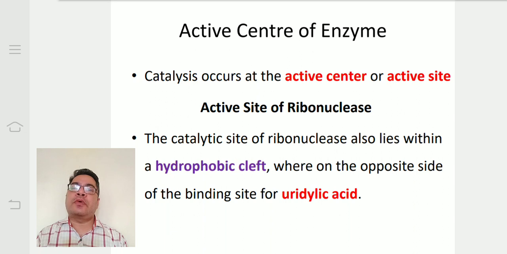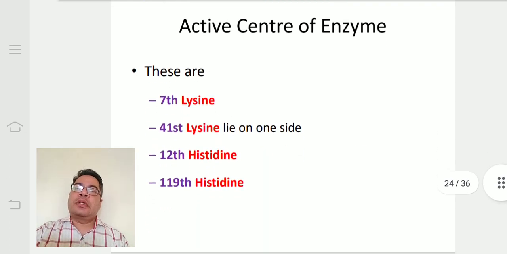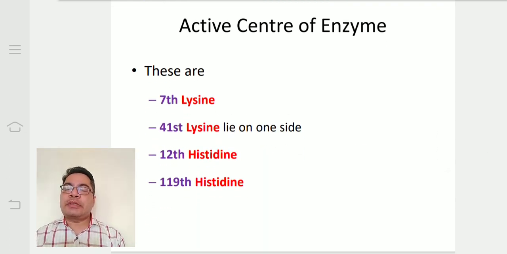its amino acids at the active center are: at the 6th and 41st positions there is lysine present, whereas at the 12th and 119th positions histidine is present. These active groups are brought to the specific orientation by the tertiary structure of the protein.